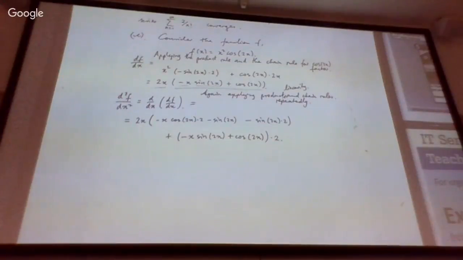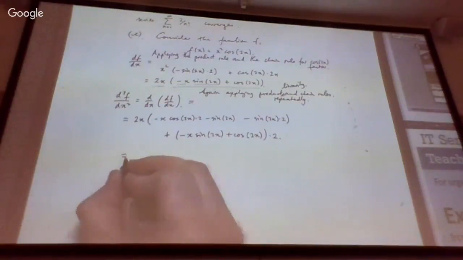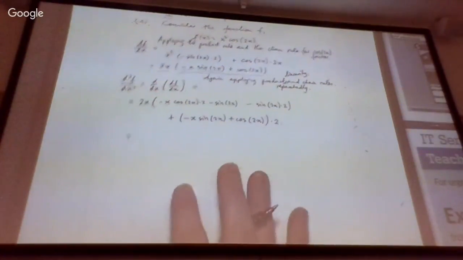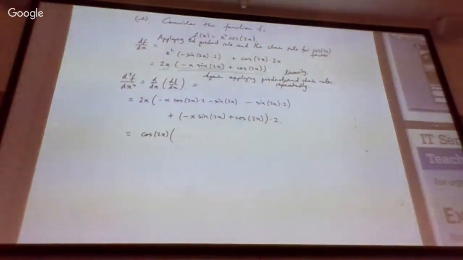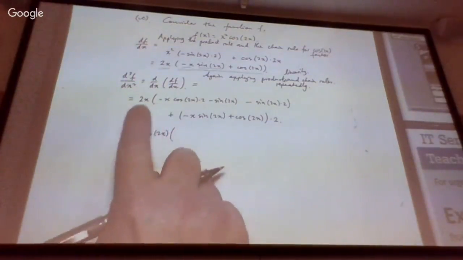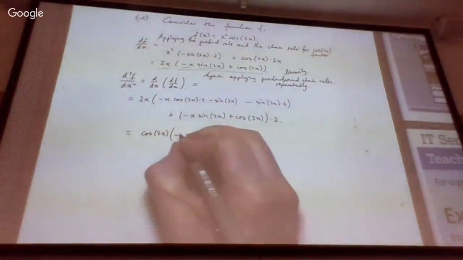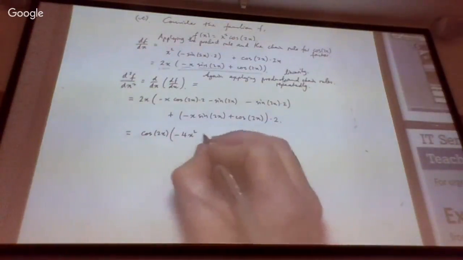Okay, so I think I've indicated all the individual steps. The only thing then to do would be just to tidy the thing up. How should I tidy this up? Well, there's cosines and sines, so maybe take out those factors. You've got cosine 2x, and that's multiplying a polynomial. There's an x squared term here, so it's minus 4x squared. There's another cosine 2x down here, plus 2.